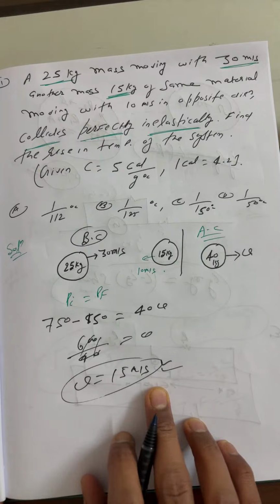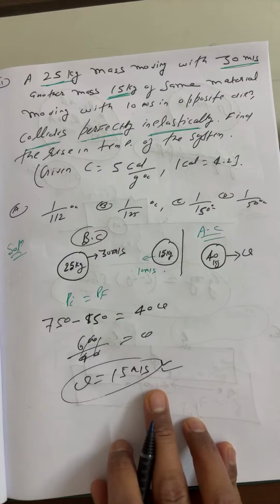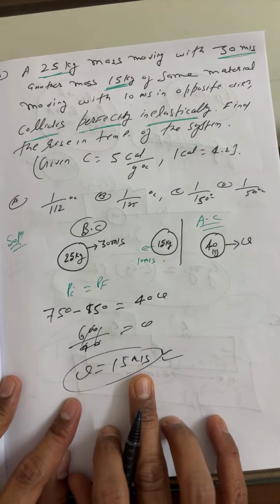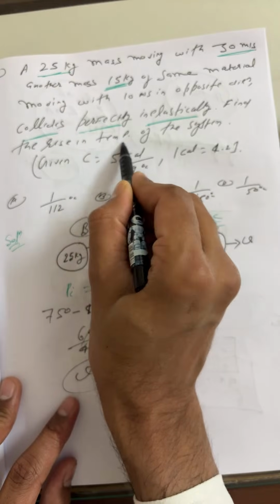Okay, then the state physics. V beta is 15 meters per second, right? Now what they ask is to find the rising temperature.